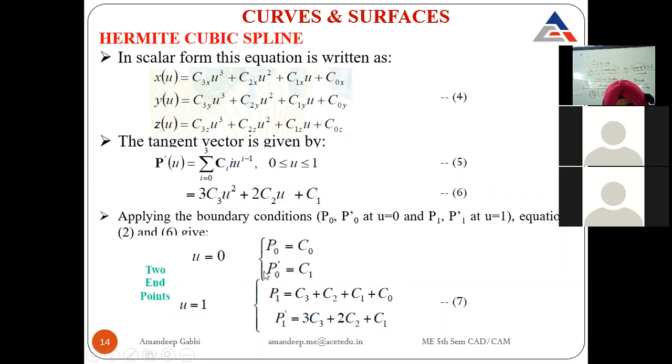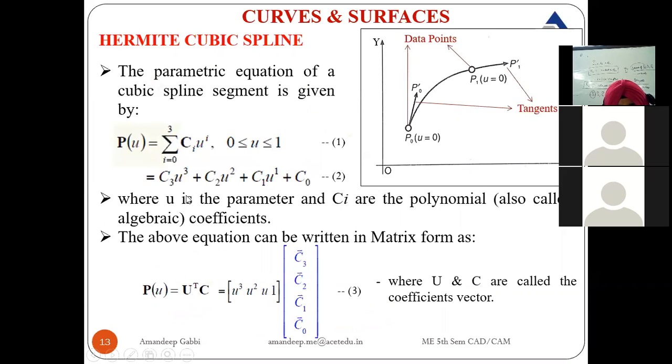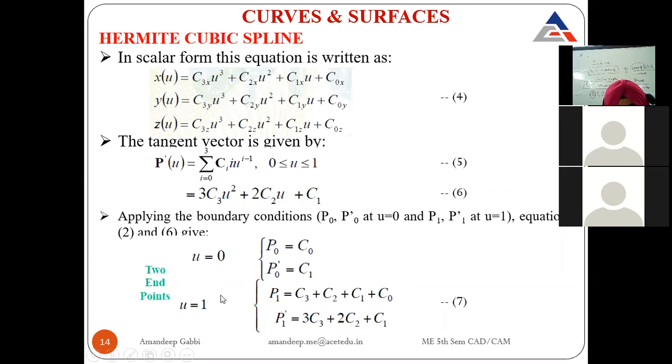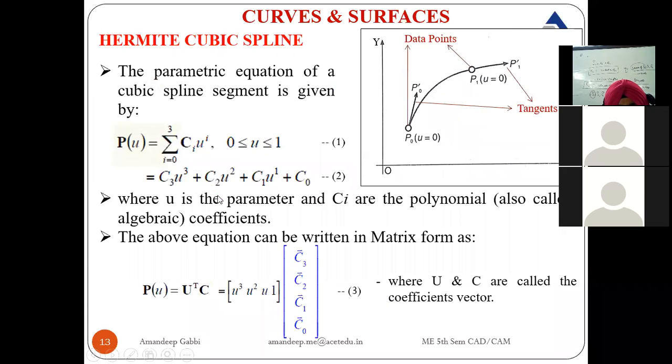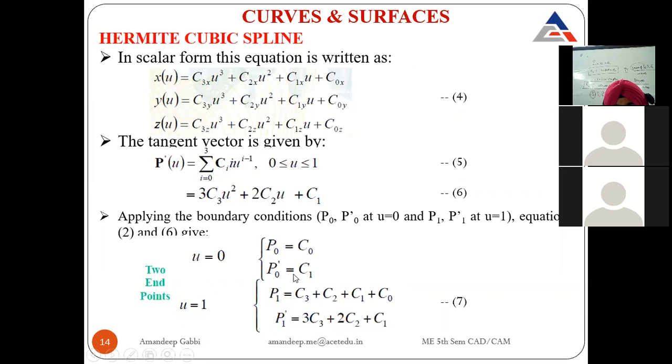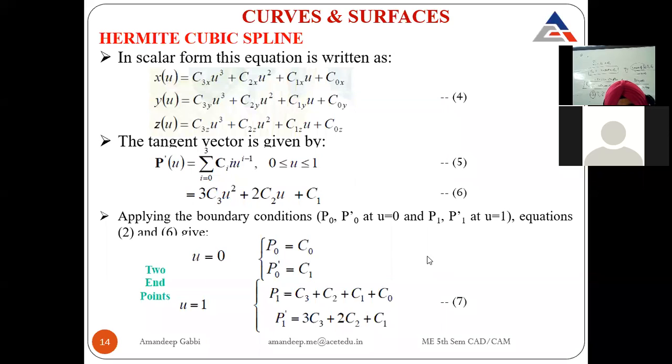You put u equal to 0, you will get this and this equation. Similarly, if you put u equal to 1 in this equation and this equation, you will get these terms. I hope you have understood this. So we have calculated P naught, P naught dash, P1 and P1 dash.